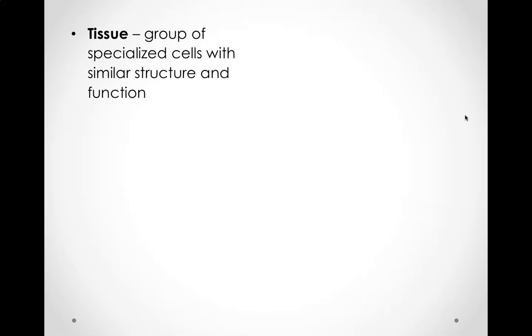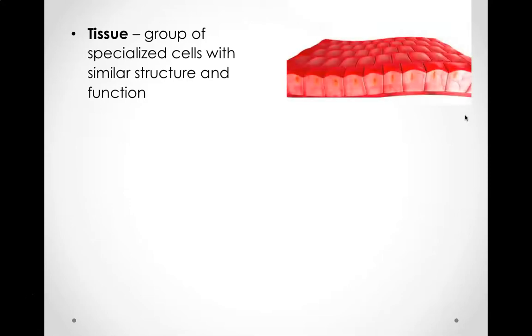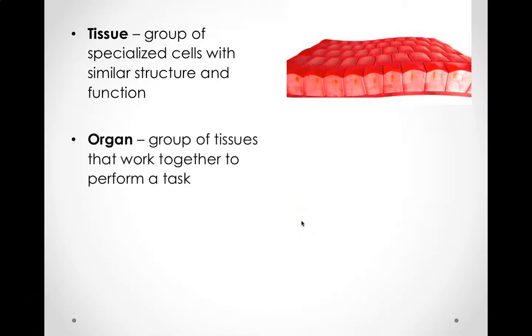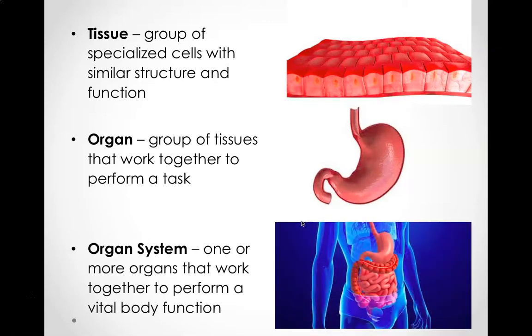So this is just to define each of those levels a little bit further. Like I mentioned, the tissue is a group of specialized cells with a similar structure and function. So we're not going to be pairing up a red blood cell with a stomach muscle cell and trying to make them work together. That doesn't make any sense. We want a whole bunch of cells that do the same job to be together. An organ is a group of tissues that work together, and an organ system is one or more organs that work together to perform a vital body function.